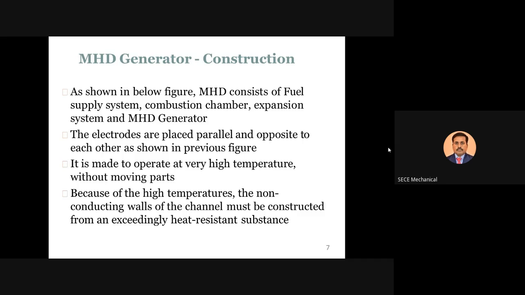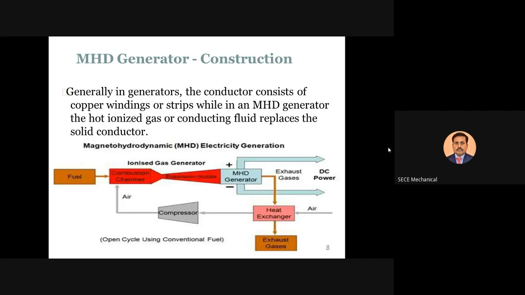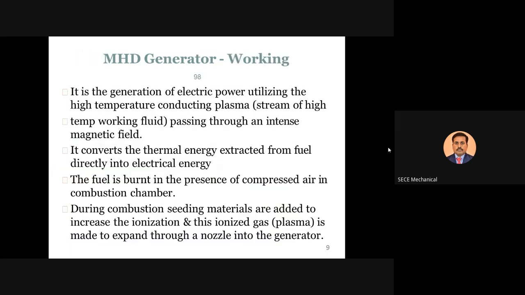So what I'm trying to say is that the material should withstand high temperature. Then only you can produce the power. So MHD parts should withstand the high temperature. Okay, that is what you have to keep in mind.